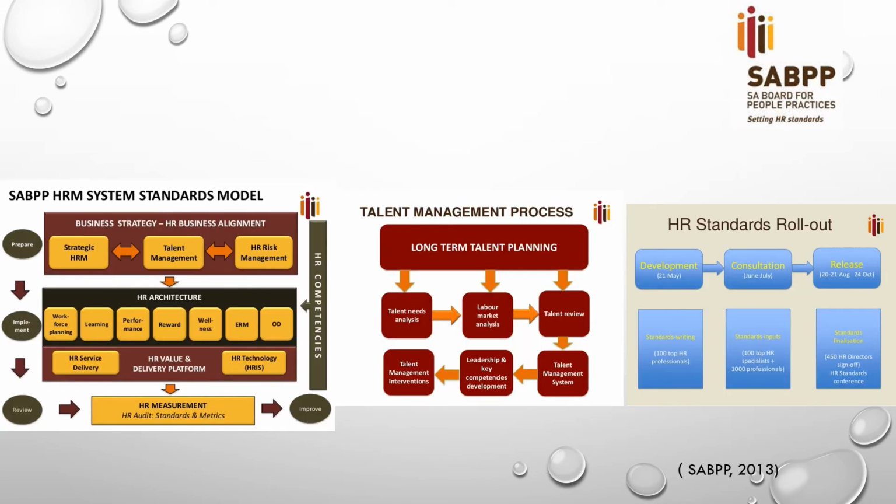And right here on the screen is the SABPP HRM system standards model. So this clearly gives us a picture of what is included in the standards model of SABPP. And also here is the talent management process, which you can see is the long-term talent planning that goes to needs analysis, it goes to labor market analysis, and it also goes to talent review. And we also have the HR standards rollout, which includes development, consultation, and release.